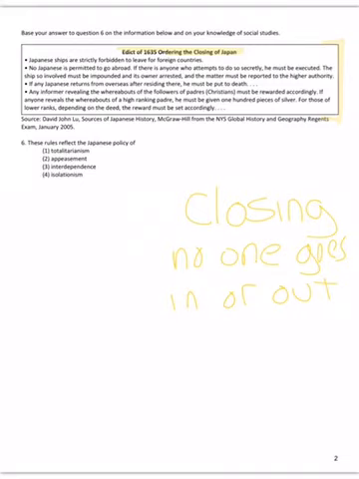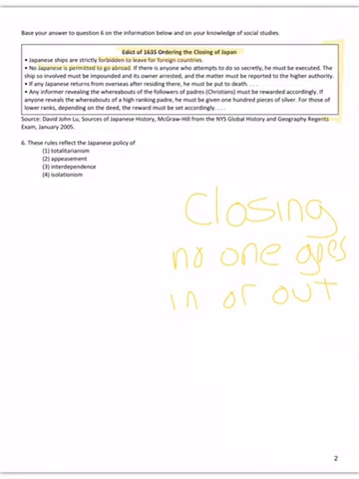Okay. Japanese ships are strictly forbidden to leave for foreign countries. Forbidden to leave. No Japanese is permitted to go abroad. If there is anyone who attempts to do so secretly, he must be executed. That means killed. The ship so involved must be impounded and its owners arrested, and the matter must be reported to the higher authority. So if a Japanese person tries to leave the country, go abroad, that's what that means. If they try to go to China or the U.S., they would be executed, and their ship would be taken away.